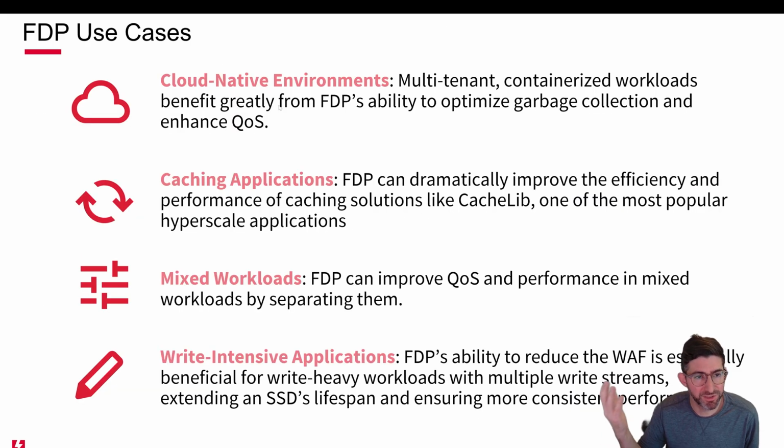So we mentioned some of the FDP use cases are cloud native environments, anything that has multi-tenant containerized workloads, anything that's doing a lot of things to one drive at the same time is going to help reduce that impact of garbage collection. CacheLib, again, as mentioned, is one of the really important caching applications that FDP can help. Anything that's a mixed workload, certainly a write-intensive workload, if there's lots of write streams, or if there's random writes in some places of the drive and sequential writes in the other, these are really places where FDP can help.